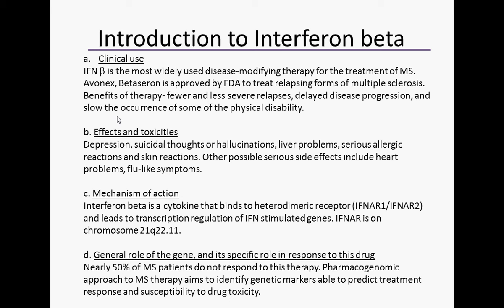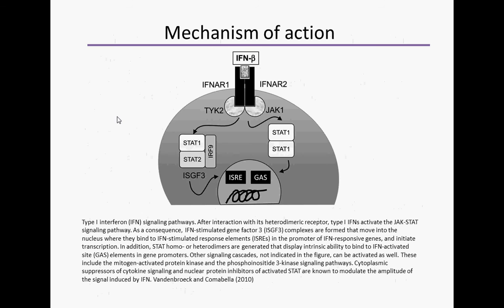Interferon beta is a cytokine that binds to heterodimeric receptor, interferon alpha beta receptor 1 and interferon alpha beta receptor 2. Nearly 50% of MS patients do not respond to interferon therapy. Here you can see that interferon beta binds to its receptor and then activates the JAK-STAT pathway that leads to stimulation of interferon responsive genes.